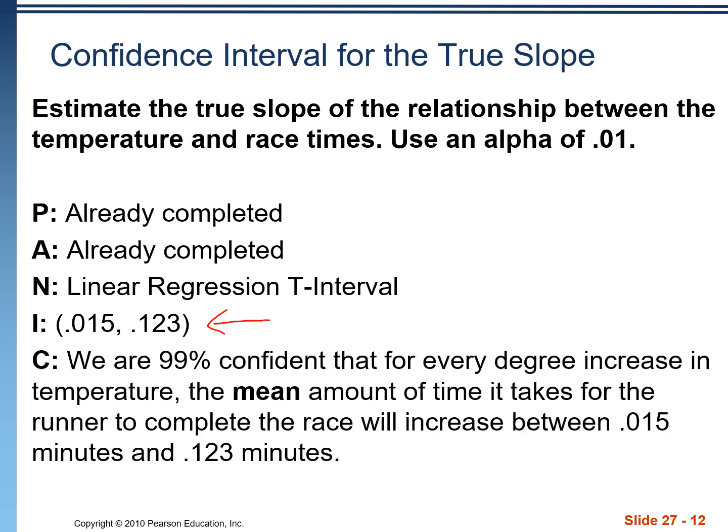So we write it like this. We are 99% confident that for every degree increase in temperature, the mean amount of time it takes for the runner to complete the race will increase between 0.015 minutes and 0.123 minutes. So this statement is kind of like interpreting the slope from unit 2 paired with the difference in proportions or difference in means that we did when we're doing confidence intervals.